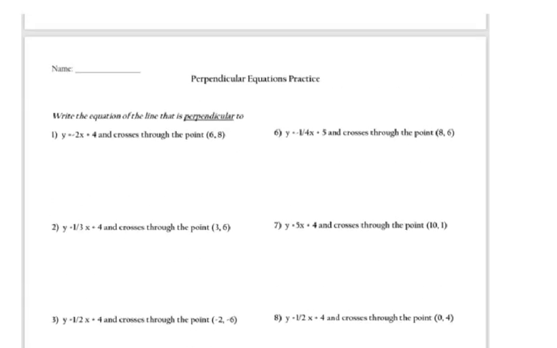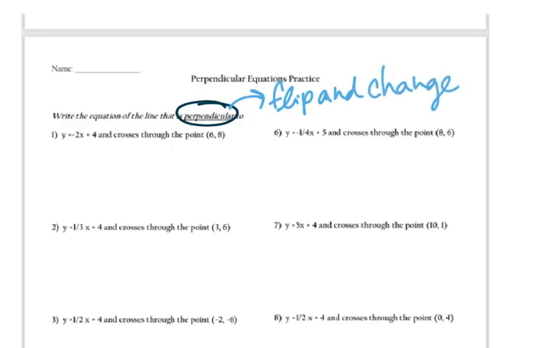So on the back, perpendicular is the word flip and change. It's a flip and change. So to get the perpendicular slope, we're going to need to flip it and change it. So in this one, the old slope was a negative 2, which is the same as 2/1. So we flip the numbers, 1/2. And we change the sign. It was negative, so now it's a positive 1/2.